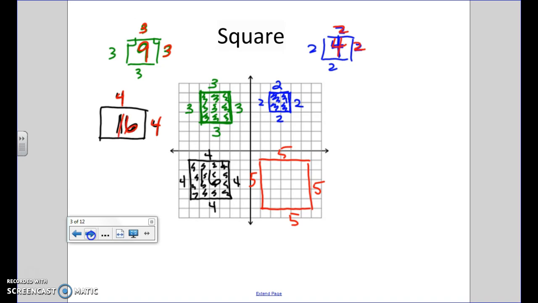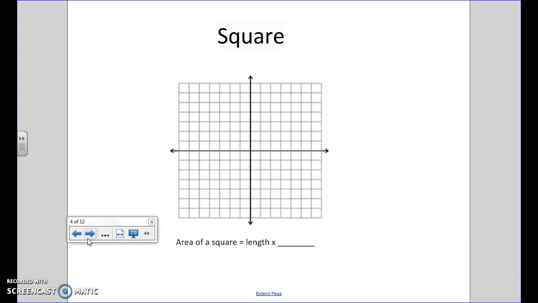Let's see if that happens with 5. 1, 2, 3, 4, 5, 6, 7, 8, 9, 10, 11, 12, 13, 14, 15, 16, 17, 18, 19, 20, 21, 22, 23, 24, 25. How about that? A square that would be 5 by 5 would have an area of 25. Now, I did not label anything on this page, but I am going to make the point here. The area of a square can always be found by the length times the width.